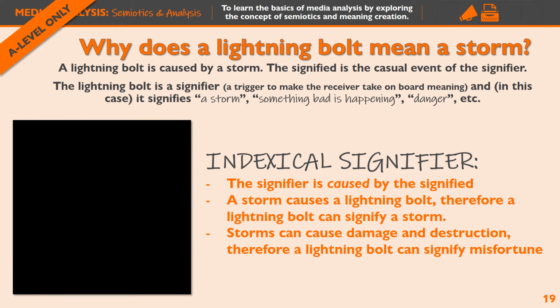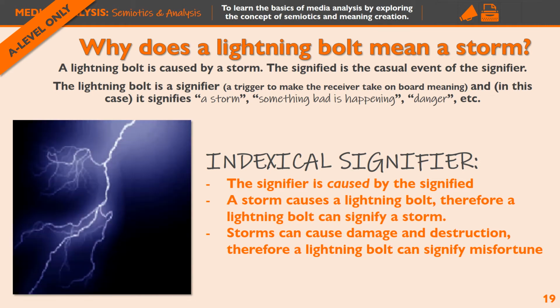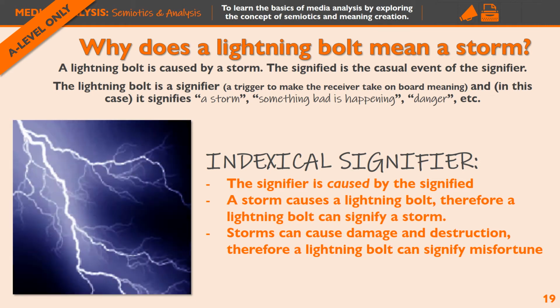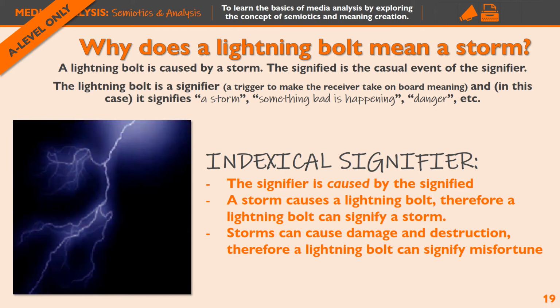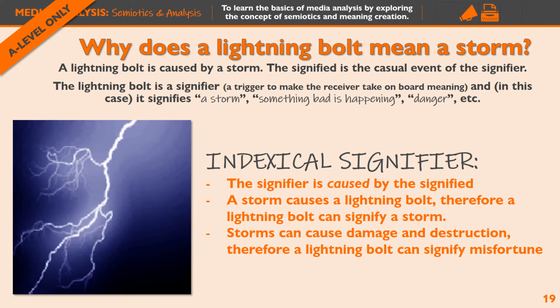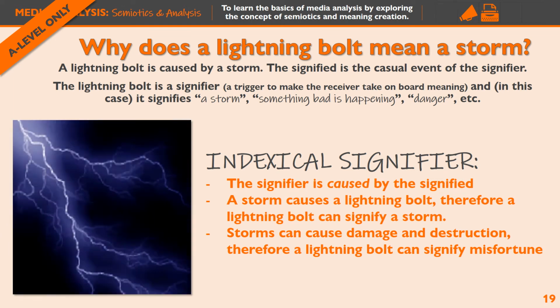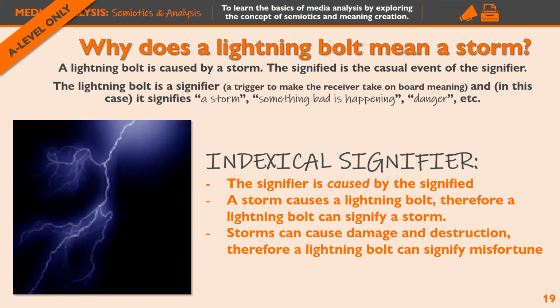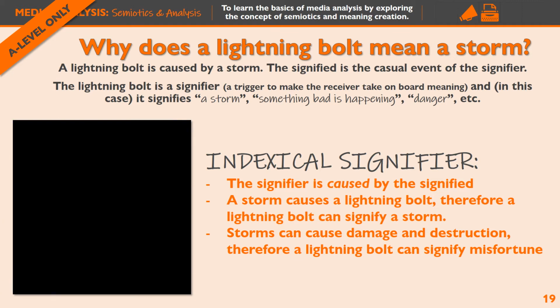Lastly, Saussure explores the idea of an indexical signifier, and this is where the signifier you're talking about is caused by what it signifies. The signified is the causal event of the signifier. So a lightning bolt can signify a storm because a storm creates lightning bolts. The signifier is caused by the signified, and storms can cause damage and destruction. Therefore, a lightning bolt could signify misfortune or destruction or death because destruction and death is caused by a lightning bolt. So you can extend this significance as many times as you need.